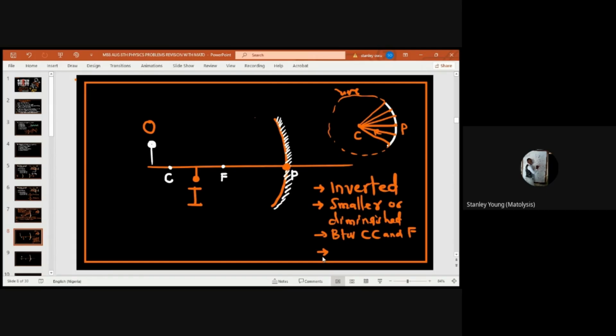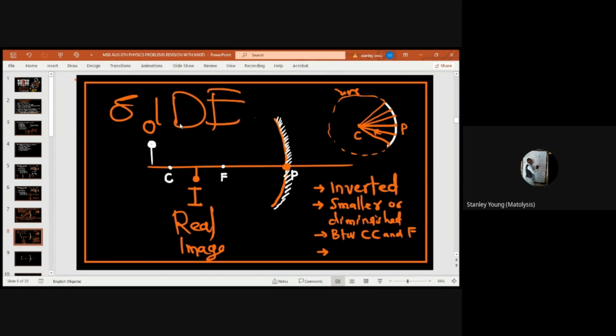Okay, now let's talk about the nature. I want to know if this is virtual or real. This image here is a real image. Now, how do I know that this image is real? As an observer, this is the side you're going to stay. You are staying on this side. This is the side of the observer. And whenever an image is formed on the side of the observer, the image is always real.